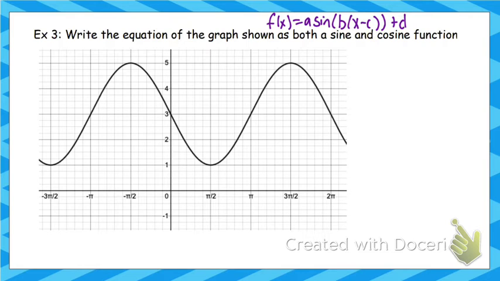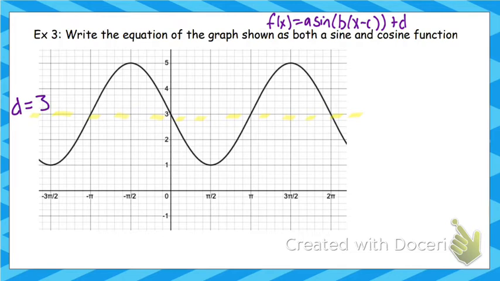So let's start with a and d. Those are usually the easiest things for most people to find. Okay, d is the vertical shift. The vertical shift is the middle y value. Well, let's find the middle of this graph. Okay, 3 is the middle of this graph. So my d value, my vertical shift, is 3.